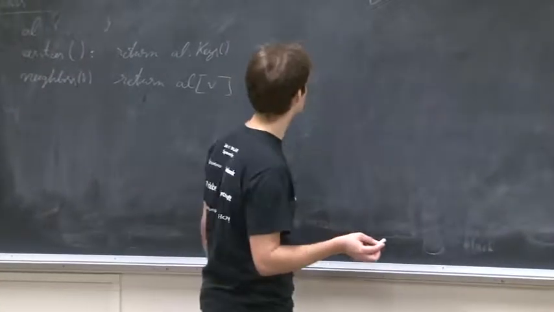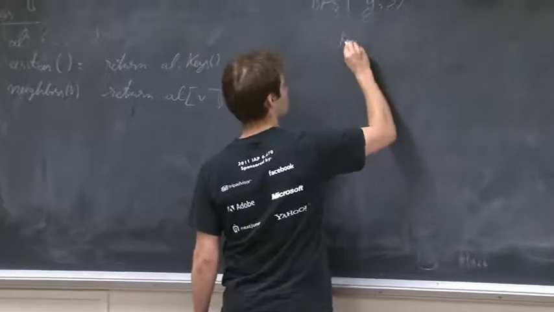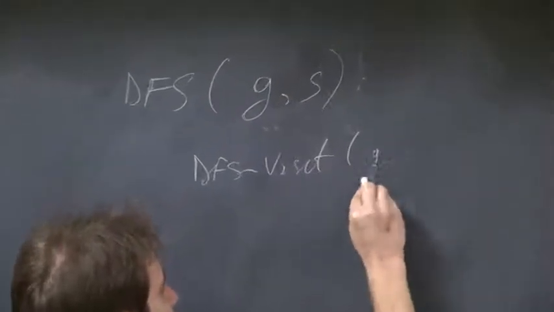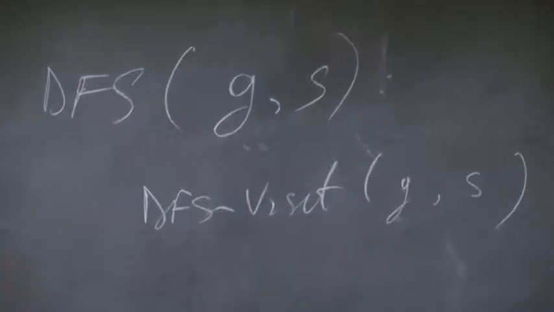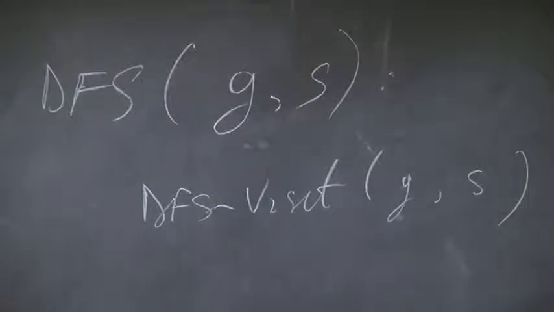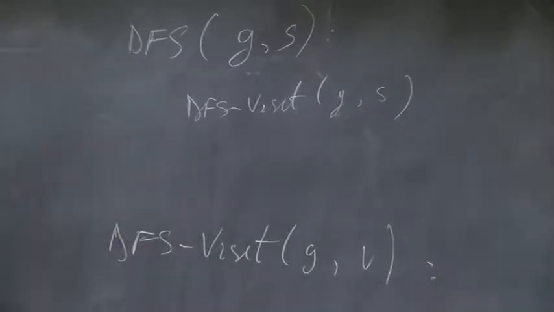Right? So since this is recursive, let's write it in a recursive manner, nice and easy. Say DFS calls DFS visit of G and S. And let's say DFS visit takes a graph and the node that we're visiting. How are we implementing this? Just return the list of neighbors? No, it marks it as visited. Okay, marking something as visited, it's important, we'll need this.